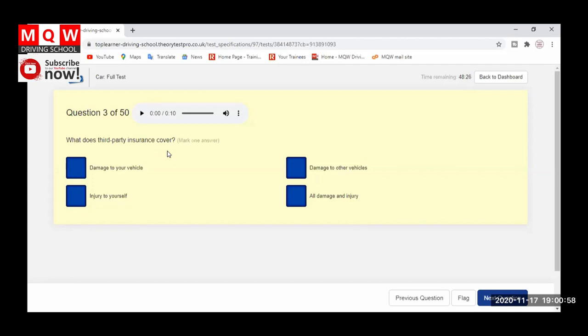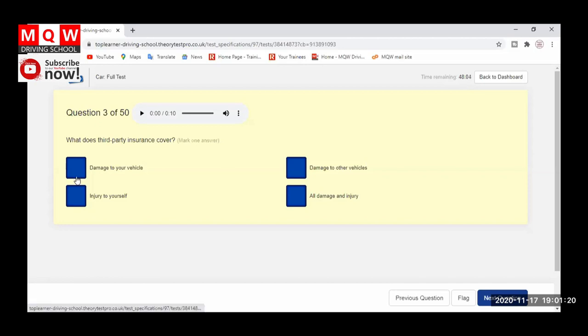Yeah. So this question is from your documents now. Again, when you read the documentation, then you will know the rules of the document. For example, what does the third party insurance cover? That means, what does the third party insurance policy cover?